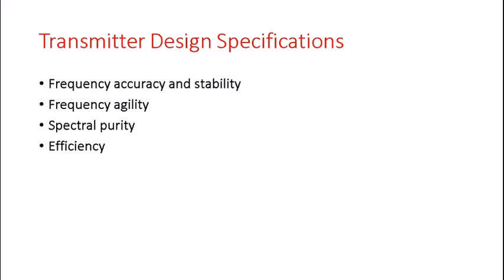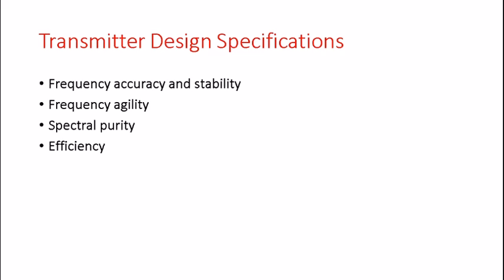So starting off with your transmitter design specifications, those specifications are very crucial and very important for designing any transmitter out there. Firstly, I'm going to start with frequency accuracy and stability. Basically, the frequency accuracy of a transmitter depends on the crystal oscillator used in the frequency synthesizer. Every crystal oscillator comes with an error margin, which in turn dictates the accuracy of a transmitter.